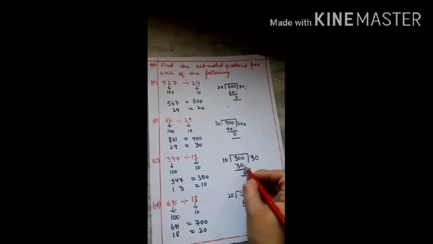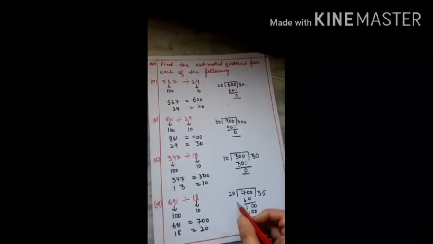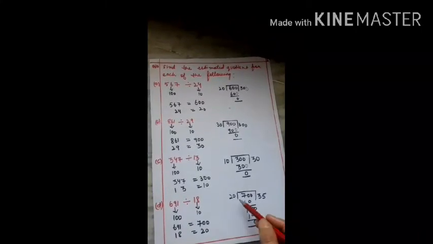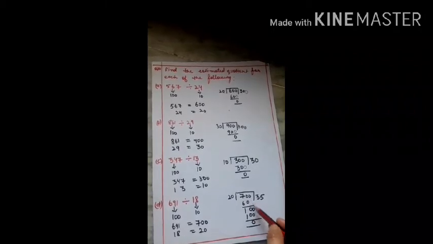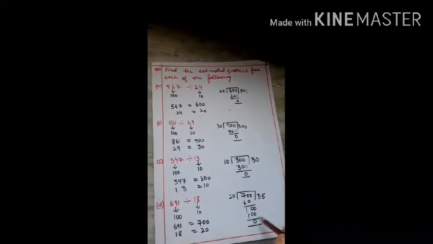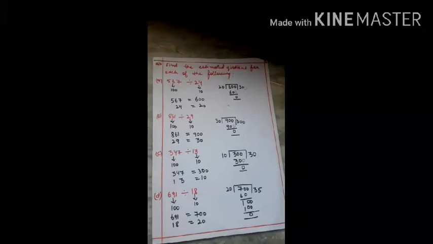10 into 30 is 300. 20 into 3 is 60. I am left with 10 here. Bring down the 0 from here. 20 into 5 is 100. I am left with quotient 0.